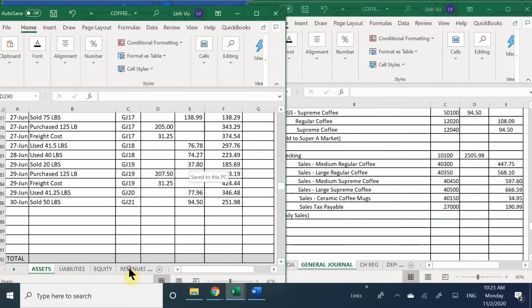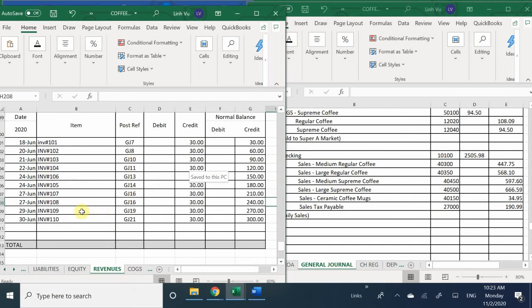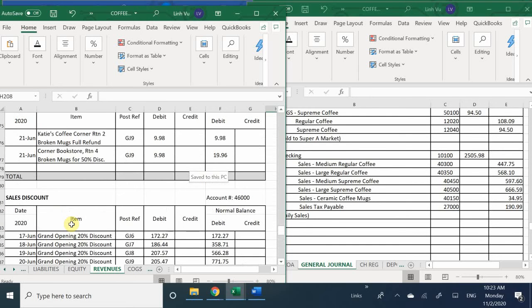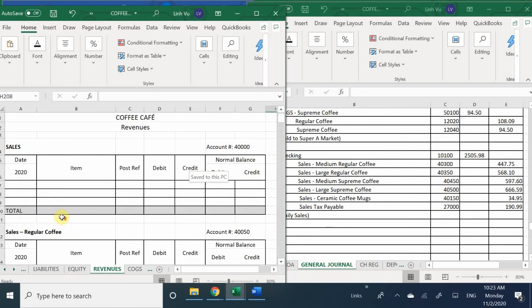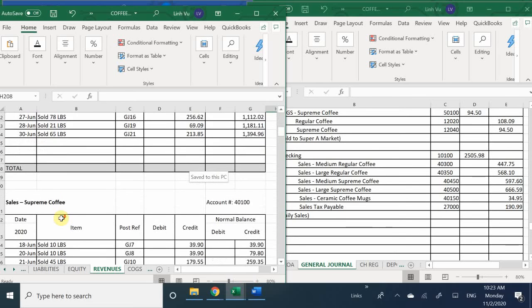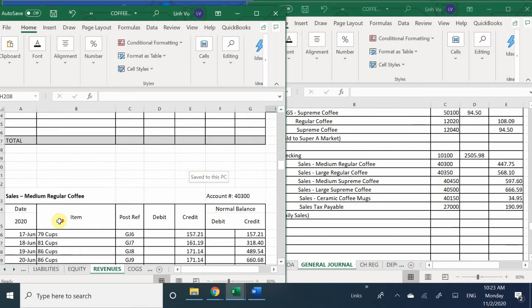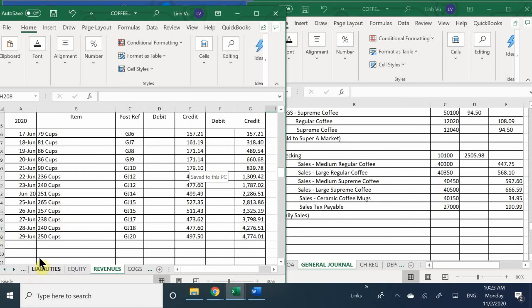So what's the first account we're going to go into in our ledger? Medium regular coffees. Okay, Sales. We're going to go to sales, medium regular coffee. So what am I going to type here? I can't see, but it's regular supreme coffee.